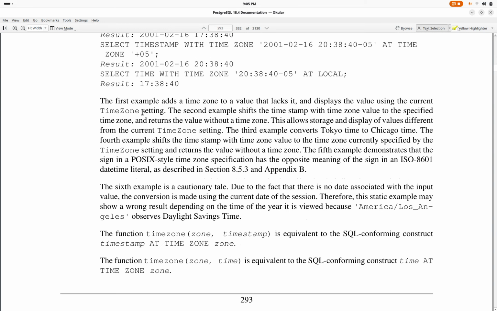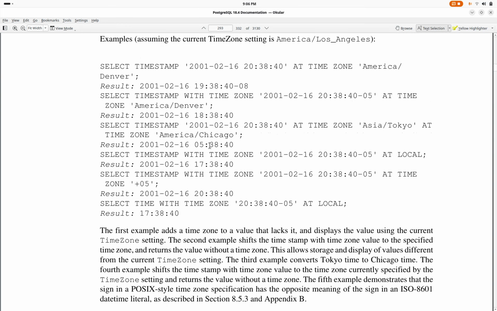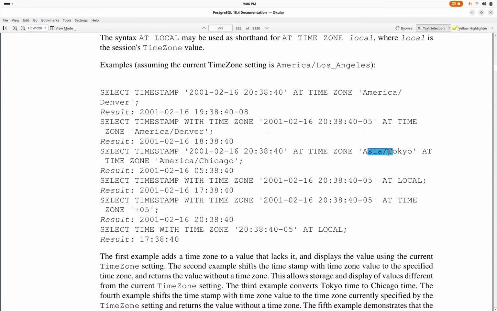So, explanation of the output. The first example adds the time zone to a value that lacks it and displays the value using the current time zone setting. The second example shifts the timestamp with time zone value to the specified time zone and returns the value without the time zone. This allows storage and display of values different from the current time zone setting. The third example converts Tokyo time to Chicago time. So, for example, this is Tokyo to Chicago.